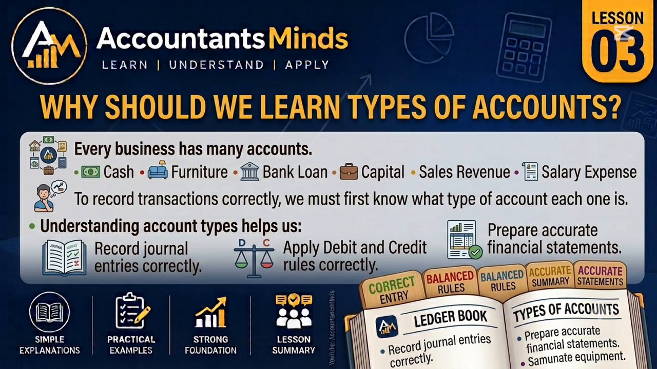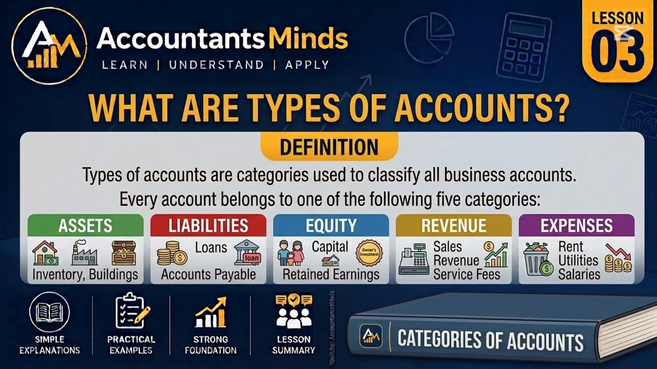Let's start with the basic question: what are types of accounts? Every business has many different accounts. For example, cash, furniture, bank loan, capital, sales revenue, and salary expense. Instead of remembering each account separately, accountants classify them into groups. These groups are called types of accounts. In financial accounting, every account belongs to one of 5 categories: assets, liabilities, owner's equity, revenue, and expenses. Once you know these 5 types, accounting becomes much easier.